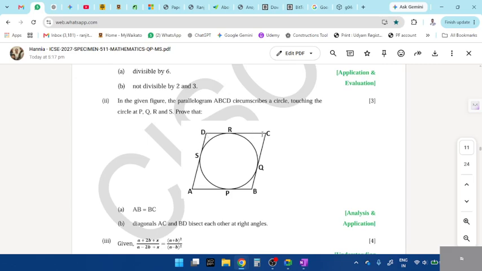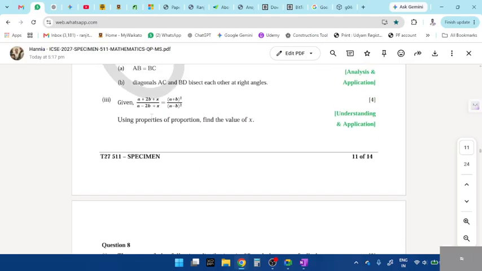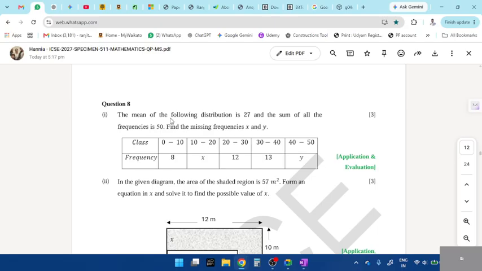Cyclic quadrilateral question. It's a cyclic quadrilateral. Prove that ABCD is a parallelogram, circles PQR. Okay, it's a proving question. This time even the proof is given. AB is equal to BC. Using proportion. Okay, this chapter we're going to start now.